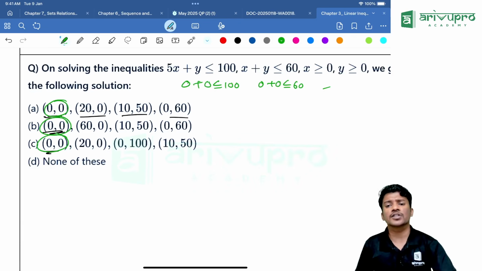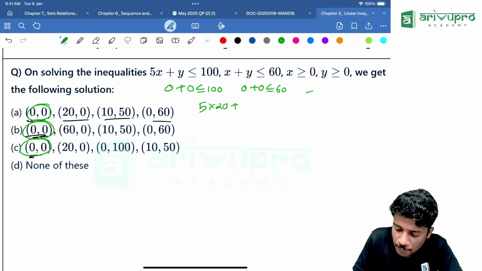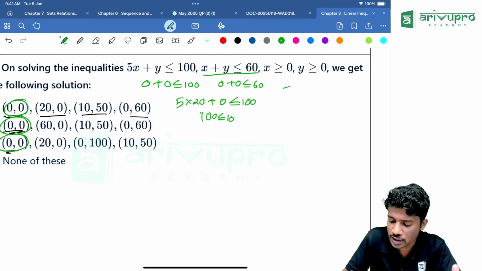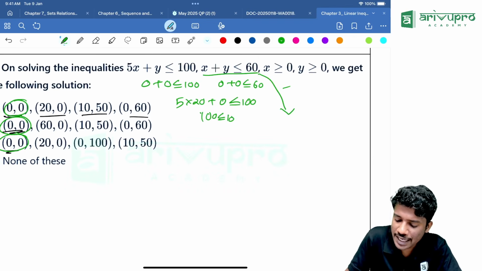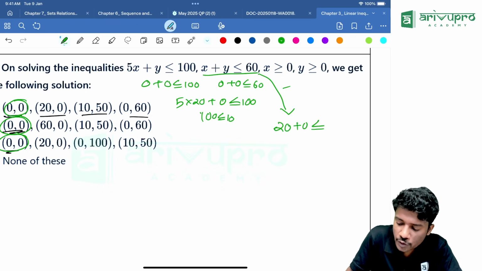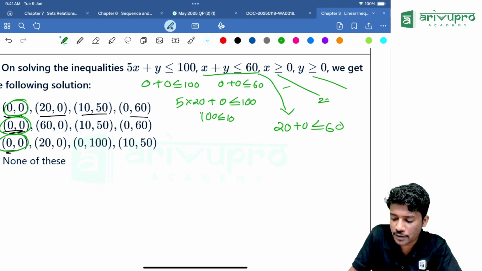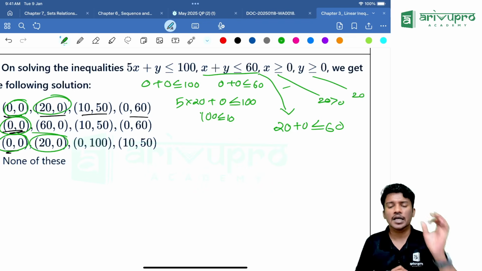Now, 20, 0. We will check 20, 0. So 5 into 20 plus 0 is how much? 100, less than or equal to 100. Is that correct? Yes, 100 is less than or equal to 100. That means it is true. Then check the second equation: x plus y less than or equal to 60, that means 20 plus 0 is less than or equal to 60. That is also correct. Now 20 greater than or equal to 0 is also correct.